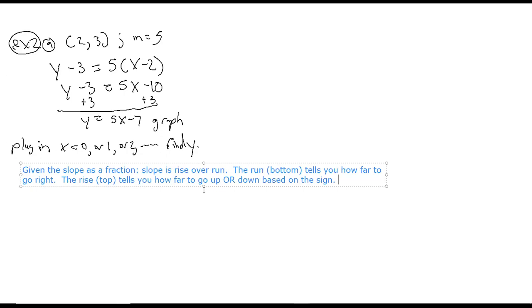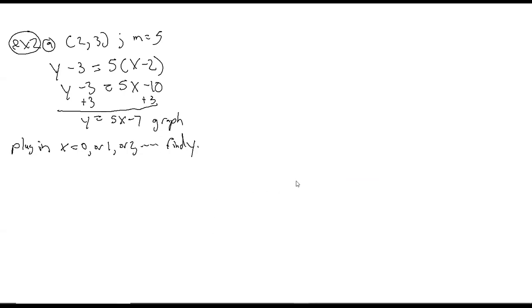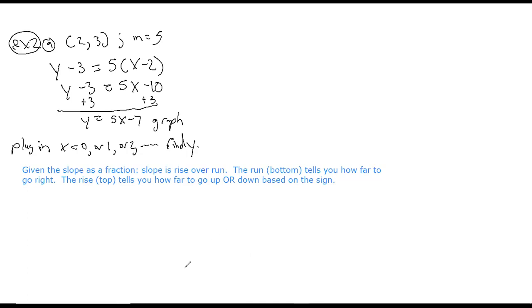But you have to have that slope as a fraction, which this original problem did not give it as a fraction. So we are going to need to write it that way. What just happened? There we go. So we had a slope. Sorry, this is being weird. We had a slope of 5, which we can rewrite as 5 over 1. Now again, the denominator tells you how far to go right. So we'll go right 1.